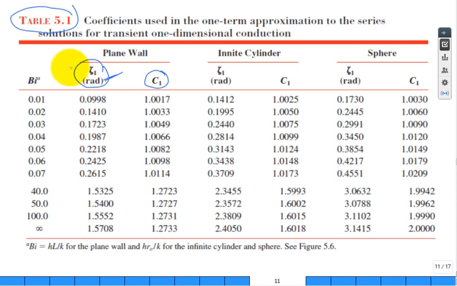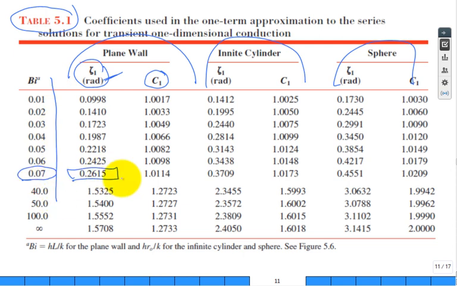All right, and then they give you the coefficient C1. So this is for the plane wall, this is for the infinite cylinder, this is for the sphere. As a function of Biot number, let's say the Biot number is 0.07. I'm going to need this zeta 1 and this C1, and I can use that first term if the Fourier number is greater than 0.2. Likewise, if I have an infinitely long cylinder, I would grab those if my Biot number was 0.07. So you just have to find it now. Every now and then you have to interpolate if the Biot number is in between.